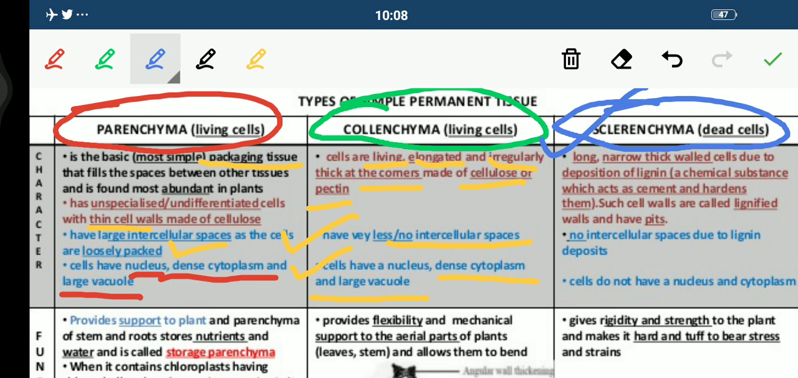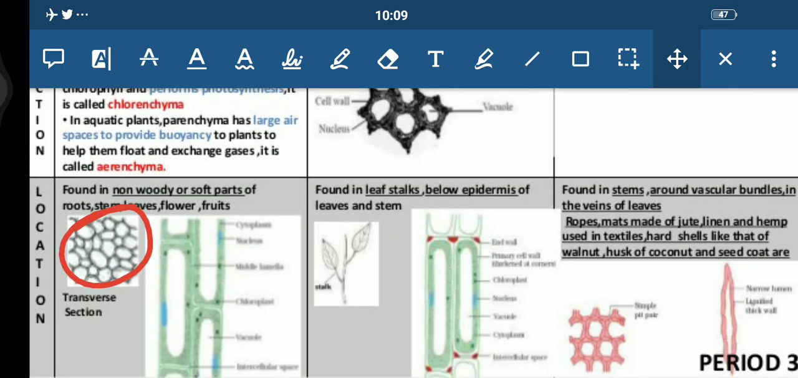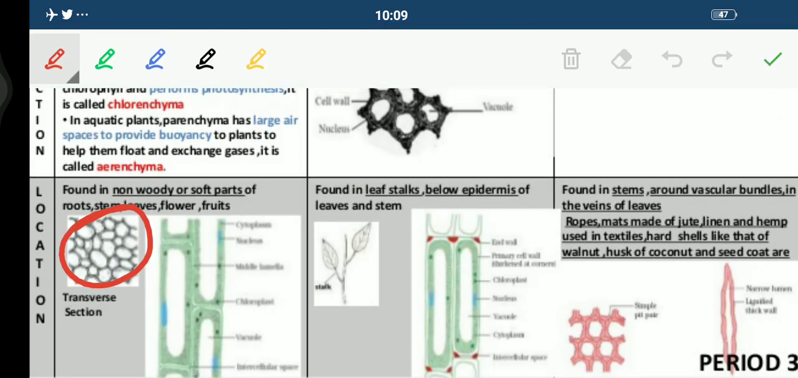So in sclerenchyma, talking about their cells, they are long, narrow, thick-walled cells due to deposition of lignin. Very important. Lignin is a chemical substance, students, which acts as cement and hardens them. Fine, it hardens them. It's basically a chemical substance which hardens them. So you can see here, I would like to show you the picture, I would say the structure of sclerenchyma here. Look here, students. Deposition of lignin is there. Fine, you can see here. This is the structure of sclerenchyma.